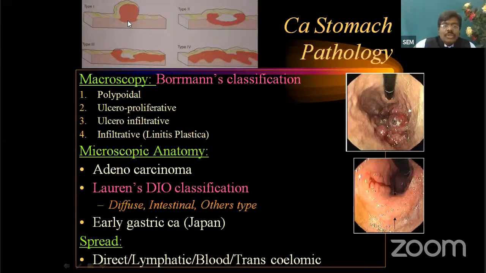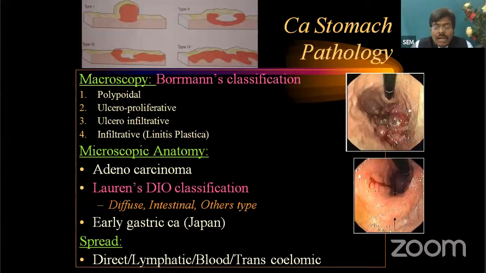It can start as a mucosal or submucosal tumor, but it can go transmurally to the serosa and become adherent to the neighbors like the pancreas, a very important neighbor. It will infiltrate into the neighboring blood vessels. So that is direct spread. Then lymphatic spread through the perigastric blood vessels, along the blood vessels, like the celiac artery branches; the lymphatics go along that, the nodal spread.